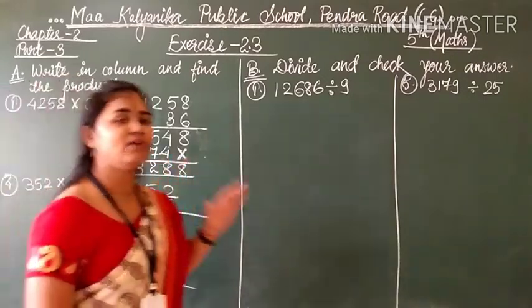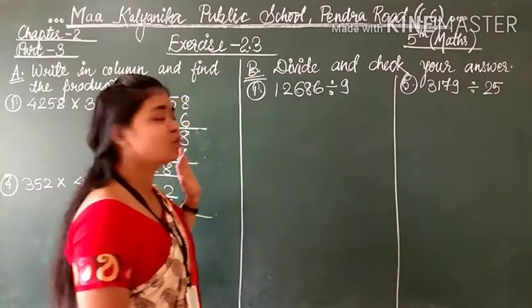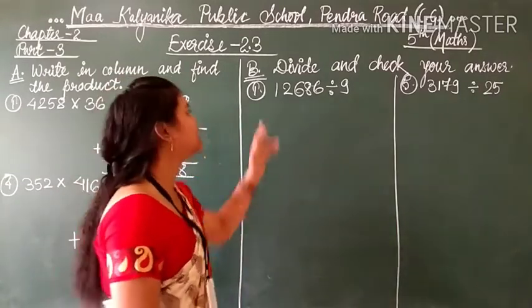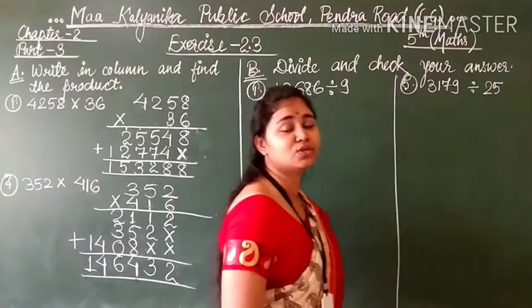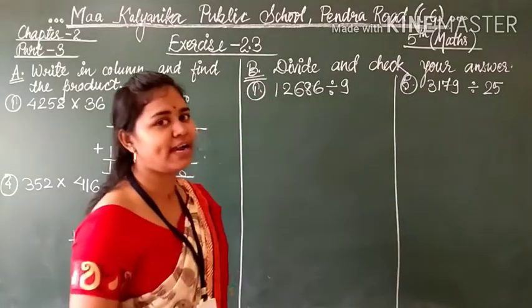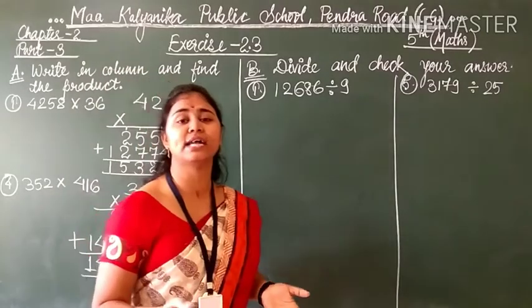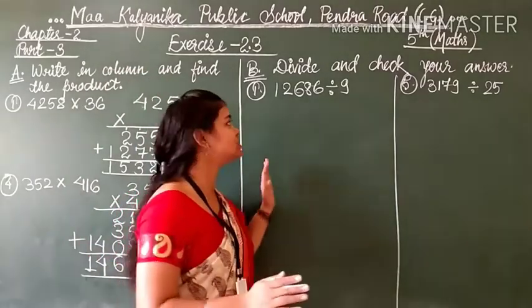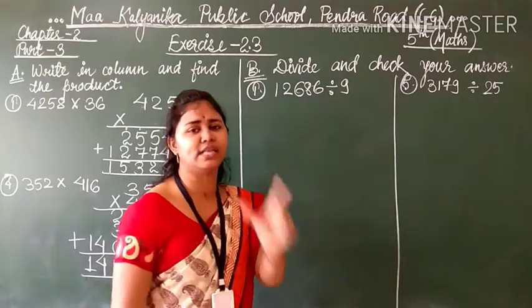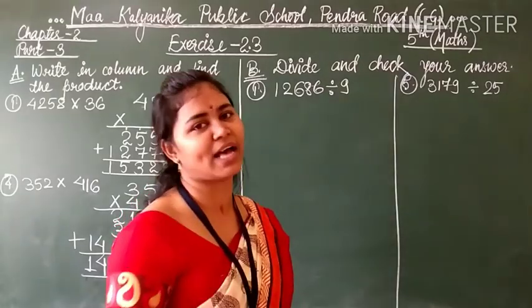Clear to you? Now we shall move to the next question, that is question number B. Divide and check your answer. So students, here you have to first divide and then you have to check. That is the same as in the product, as I told you in the previous class where you studied about division. Only the digits will be increased as you have moved to class 5th.